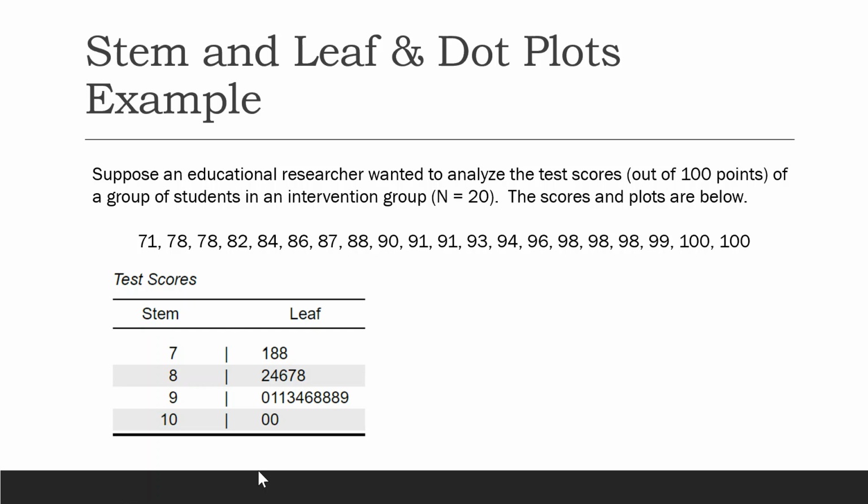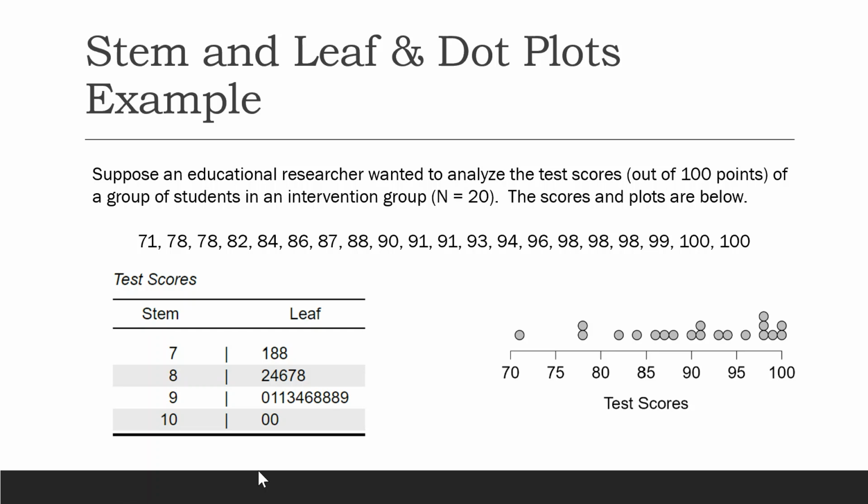If we wanted to create a dot plot, we can draw a number line, and then we'll plot the values of the actual data above the number line, right? So this dot here, for instance, represents 71. And since I have two 78s, I'm going to stack the dots above the value in my dot plot. So that's why we see 2 dots above 78, so on and so forth. And so those are 2 examples of graphs that you can use to see your distribution of scores.